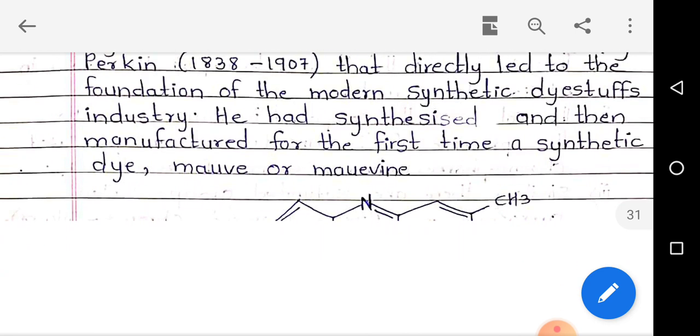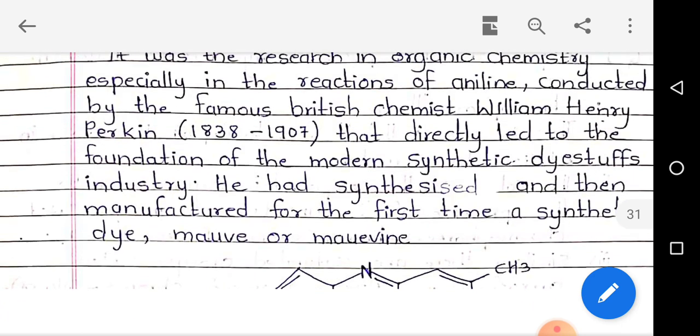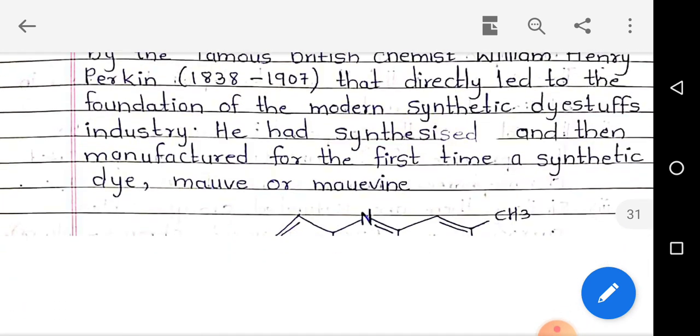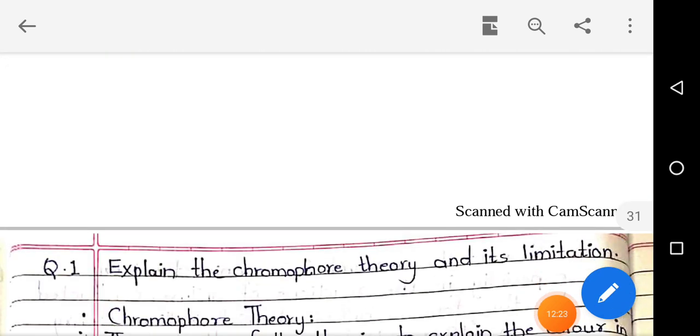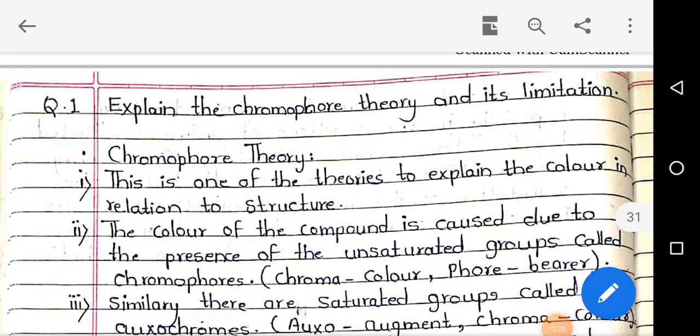The mauveine dye structure is a simple structure, a nitrogen containing compound having three conjugations, three double bonds, alkene systems, and also having one nitrogen atom. This is an 8 membered ring. So this is all about the developments that have been done. First development is there. In the next lecture we will discuss the next point, that is the chromophore theory and its limitations.